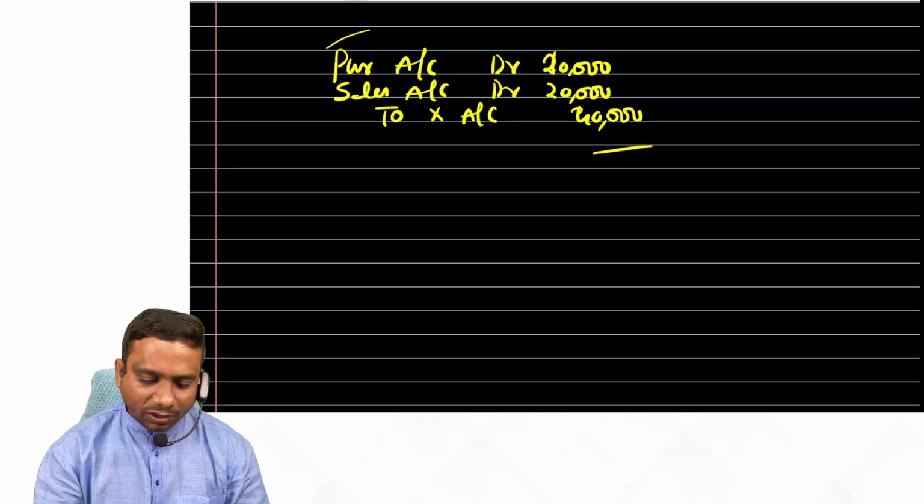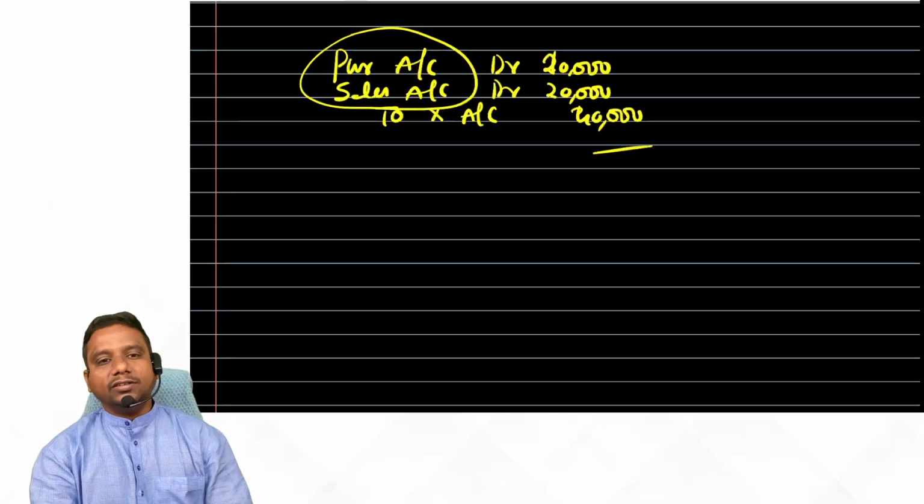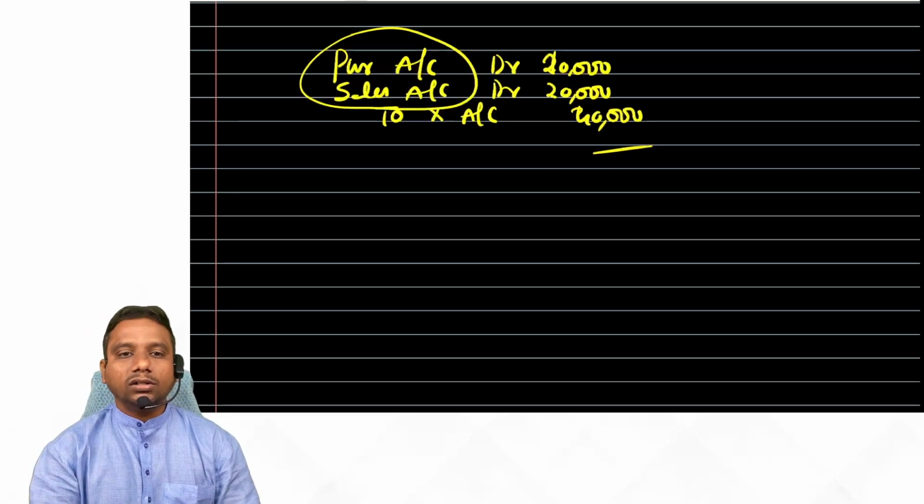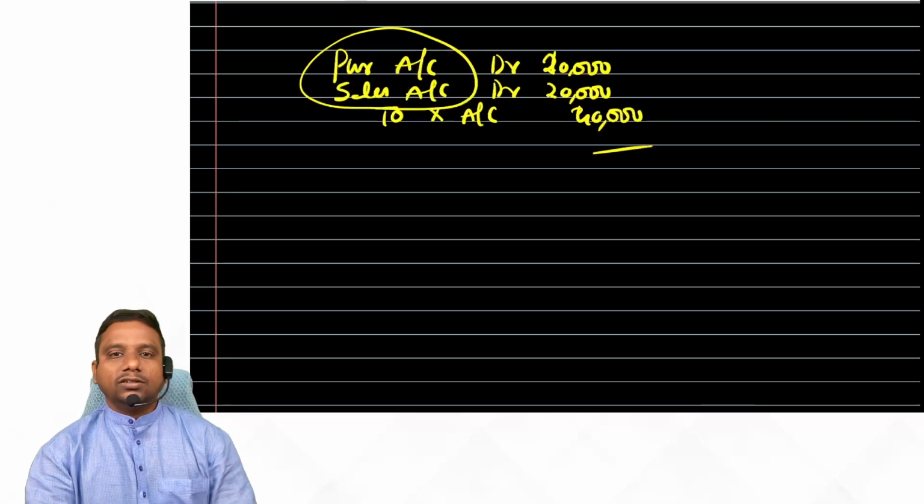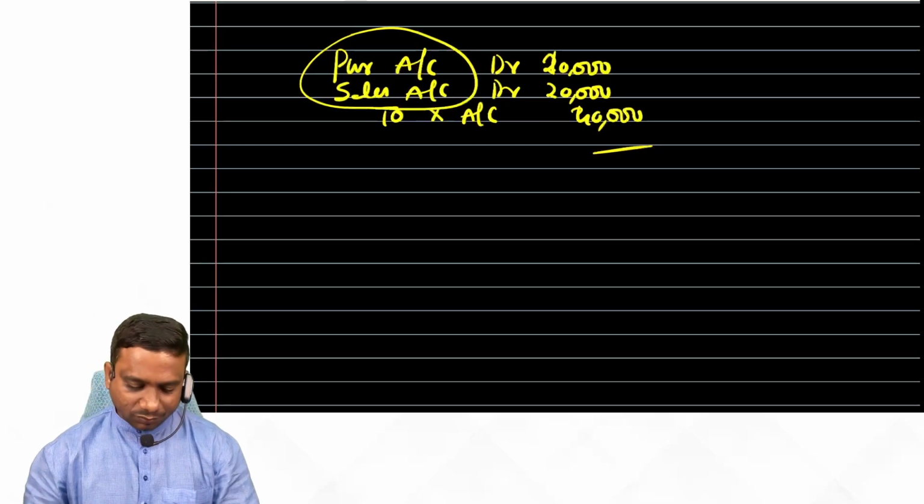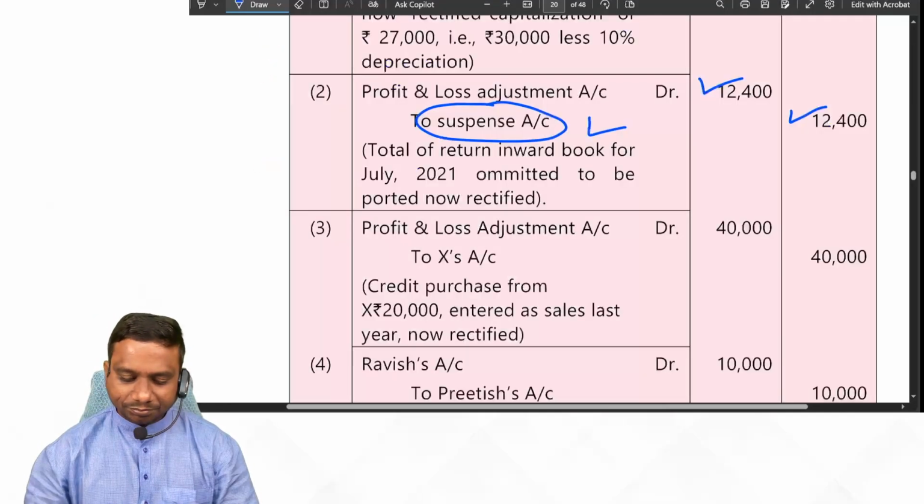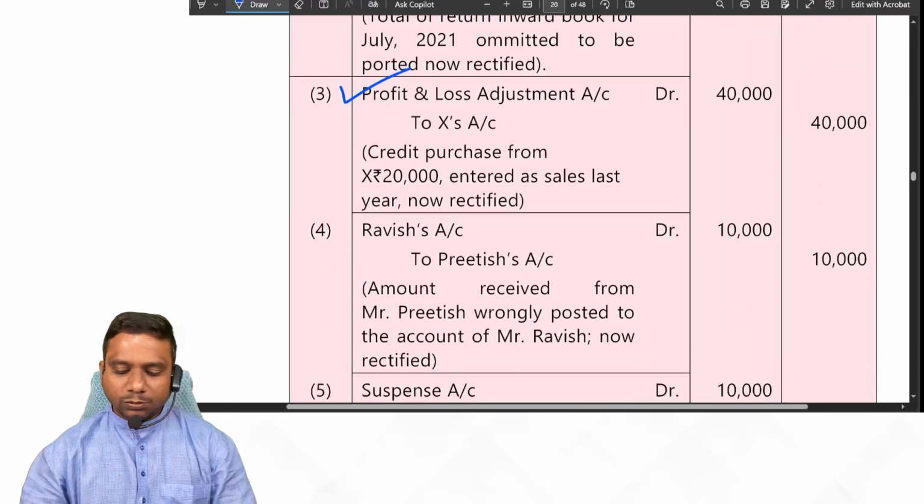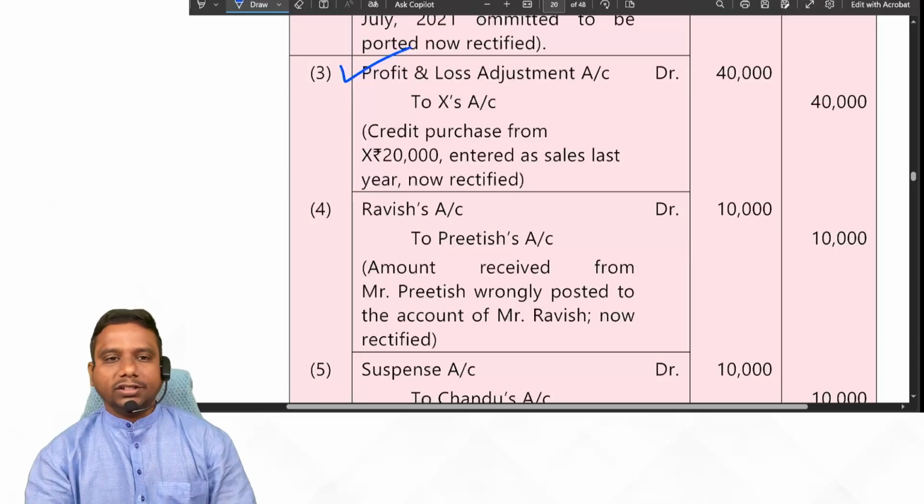But here if you observe, purchase and sales both are nominal accounts. In this place we use the profit and loss adjustment account. Is it clear, students? Look at it: profit and loss adjustment account debit to X account 40,000. Next one.